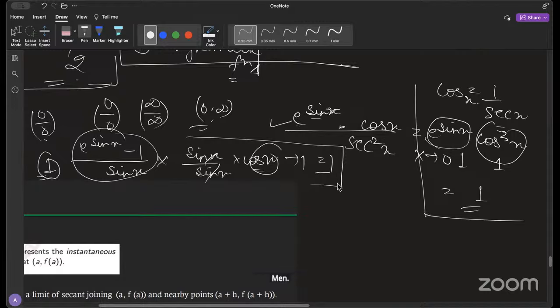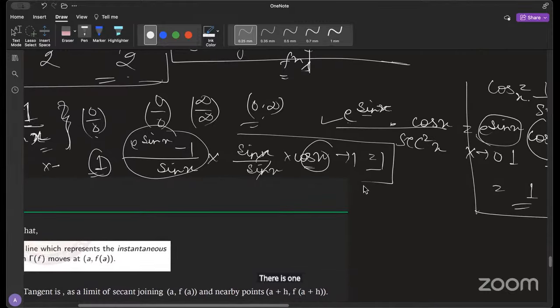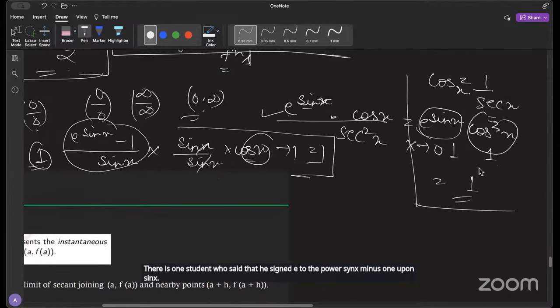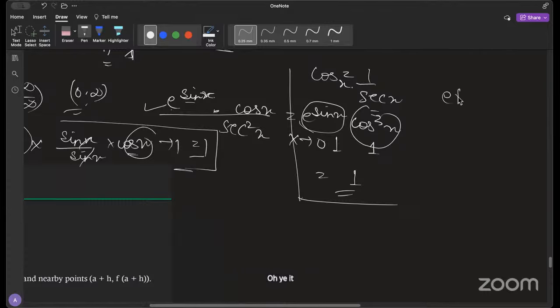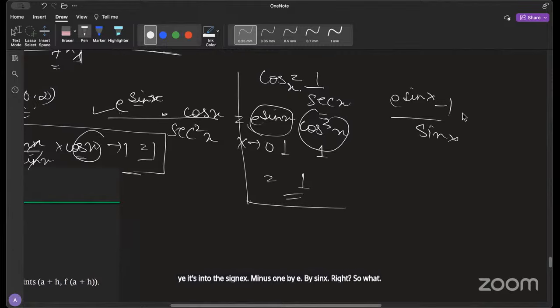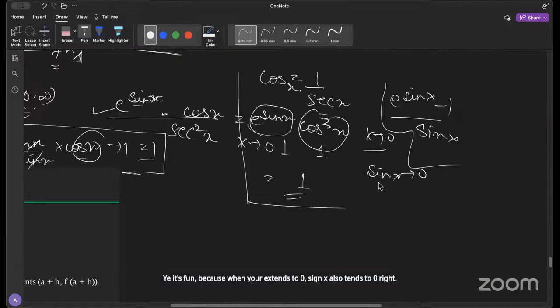Ma'am, there is one student who said that e to the power sin x minus 1 upon sin x is 1 by identity. Yeah, it's e to the power sin x minus 1 by sin x, right? So is it 1? Yeah, it's 1 because when x tends to 0, sin x also tends to 0, right? But it's not an identity.